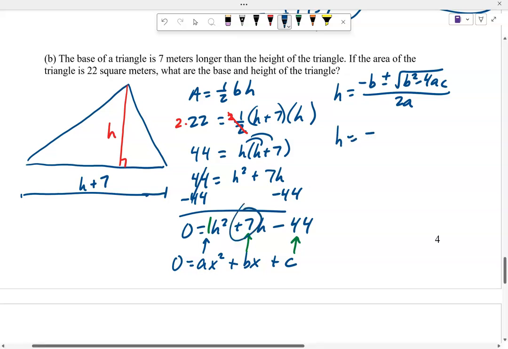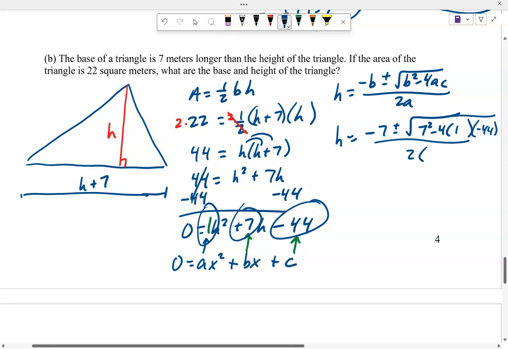Negative, our b here is that 7, plus or minus, b is 7, b squared minus 4. Our a here is the 1. Our c is that negative 44. And this is all over 2 times a. A is 1. All right. So we got negative 7 plus or minus square root of 7 squared, I got 49. And then negative 4 times 1 is negative 4. Negative 4 times negative 44.